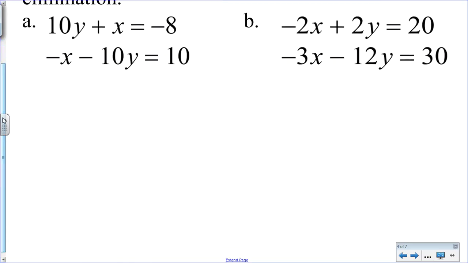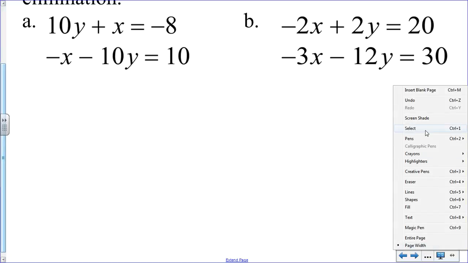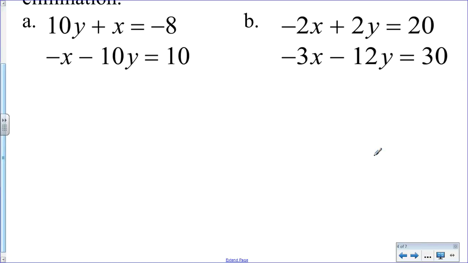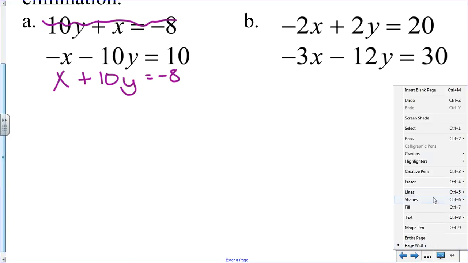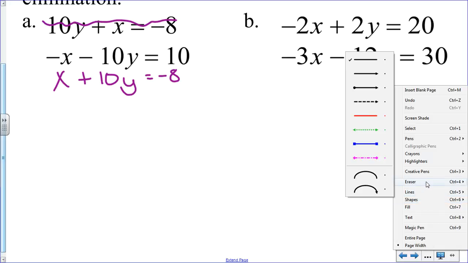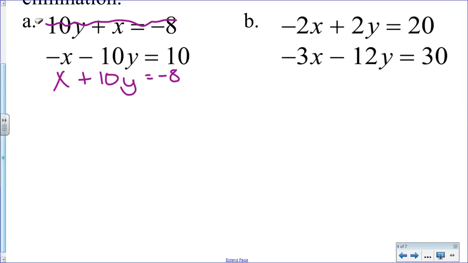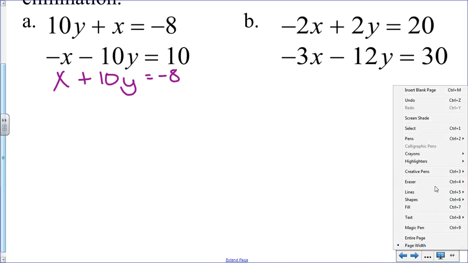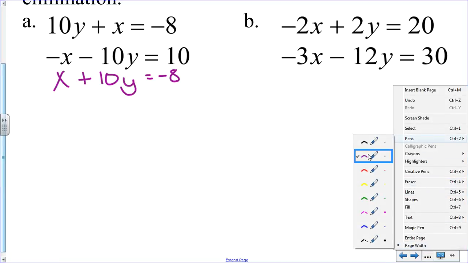Okay, same thing here. Looking at A, notice in my first problem, my x actually comes second. So we're going to rearrange that. So I have x first, and then I have a +10y. Okay, so since there's nothing here, remember it's a plus sign, equals -8. So instead of this first equation, I now have this one in purple. If you look at your coefficients, you'll notice that we actually don't need to do anything because I already have opposites in front of my x's.